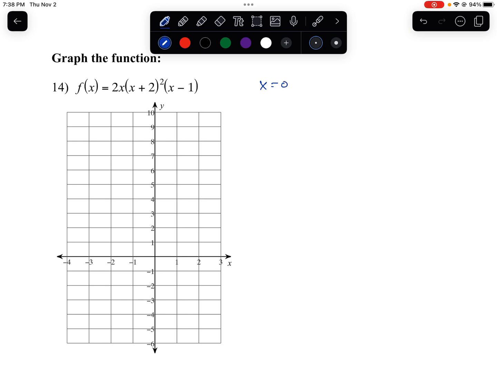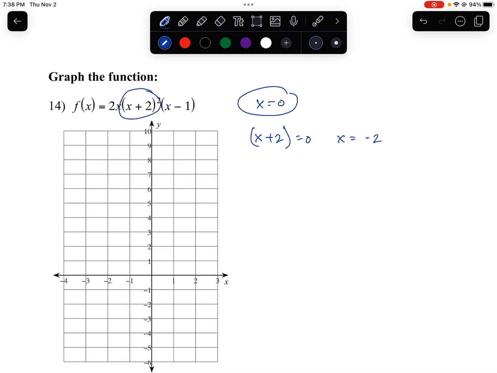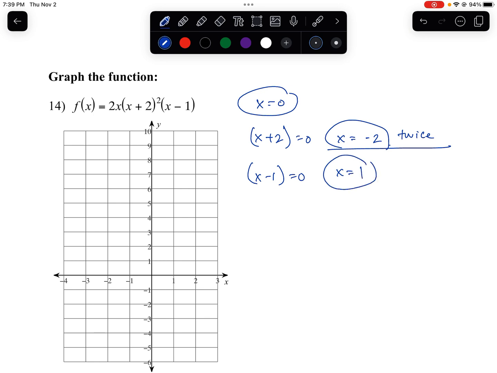So I say x is equal to 0. There's one solution. x plus 2, set that equal to 0, solve for x, I get x is equal to negative 2. Note that this factor occurs twice since it's squared, so this 0 will also occur twice. That's going to be important when I graph. Then I have x minus 1. I set that equal to 0. I get x is equal to positive 1. So here are my three intercepts.